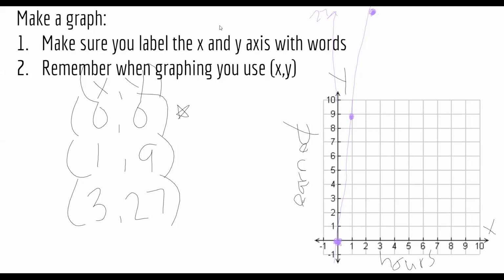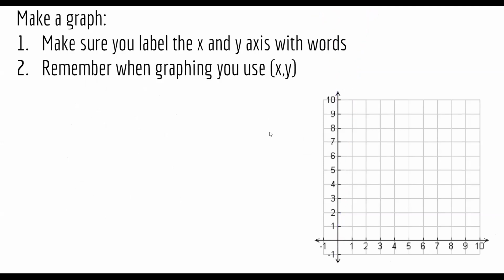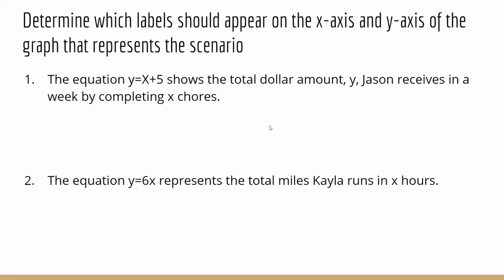So going over some other examples, the next set of examples are in that more practice section in your workbook, the page right before your homework where it kind of gives you the lesson summary. It says, determine which labels should appear on the x-axis and y-axis of the graph that represents this scenario. So another word, this is relating to the independent and dependent variables that we did.